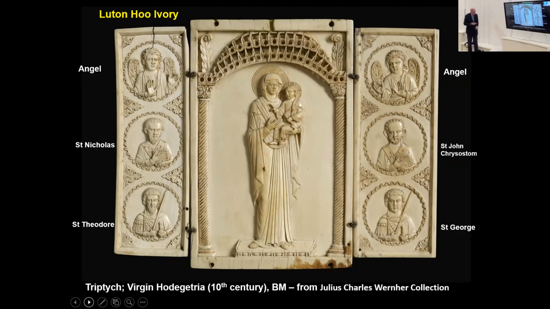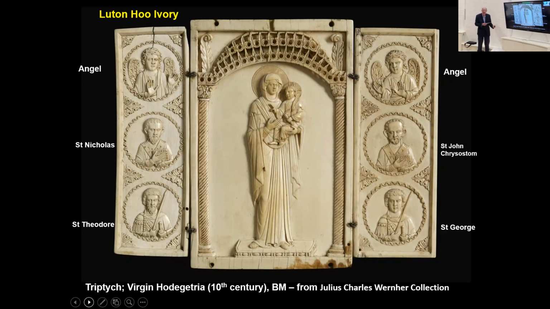Now, what happened was this man, Julius Charles Werner, made a fortune out of diamonds in South Africa. And he bought his way into the English aristocracy. And he bought Luton Hoo. And he brought with him his fantastic collection. And amongst his collection was this amazing triptych with the Virgin who shows the way, Hodegetria, now in the British Museum. So well worth looking at.